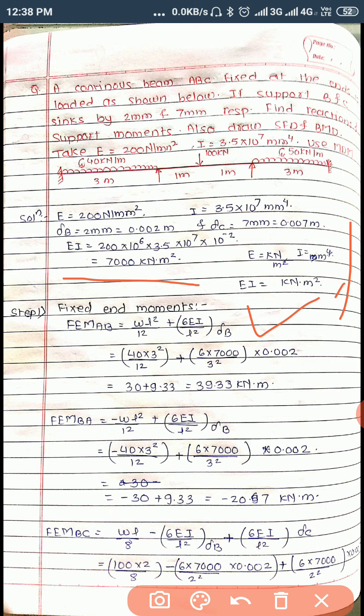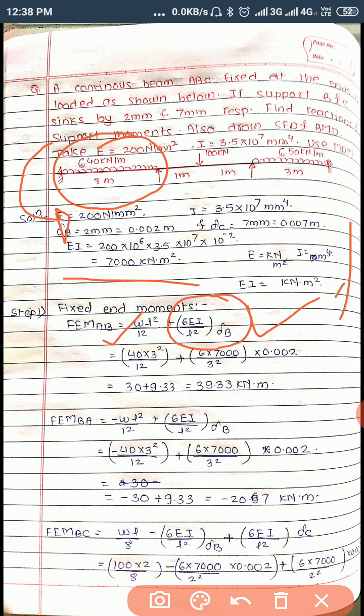Step 1 is finding the fixed end moments. Span AB is loaded with a UDL, so we know the fixed end moment formula, WL square by 12 for the AB span, plus 6 EI upon L square into delta B, which is the settlement moment. This is the only change that we are supposed to make in the fixed end moment calculation for the sinking of the support.